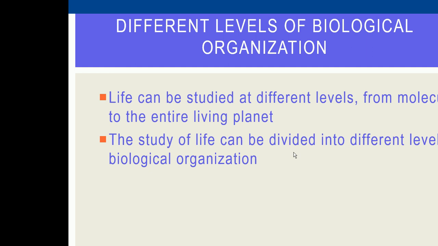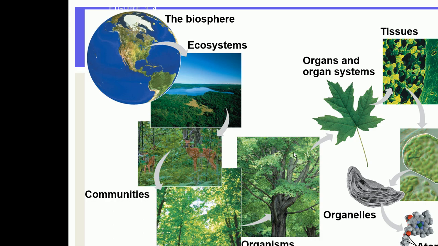Okay, so these are some of the characteristics of living organisms. Now we're going to talk about different levels of biological organization. So life is basically made of atoms. Atoms form molecules, molecules form organelles, organelles form cells, cells form tissues, tissues form organs and organ systems, and organ systems form organisms.